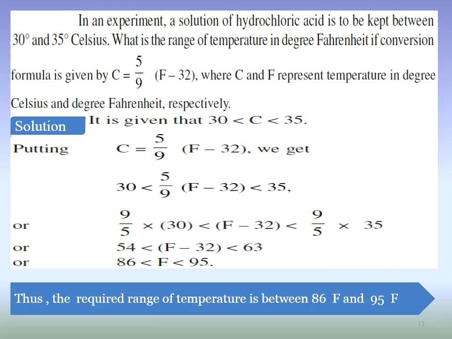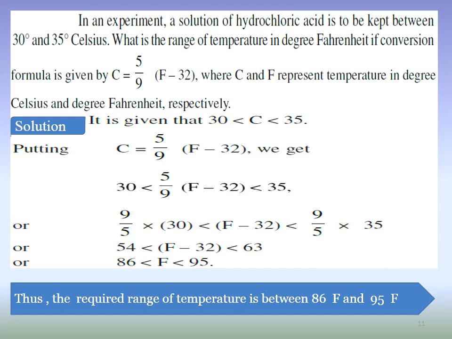In an experiment, a solution of hydrochloric acid is to be kept between 30 degrees and 35 degrees Celsius. What is the range of temperature in degrees Fahrenheit if the conversion formula is given as C equals 5 by 9 within bracket F minus 32, where C and F represent temperature in degrees Celsius and degrees Fahrenheit respectively?